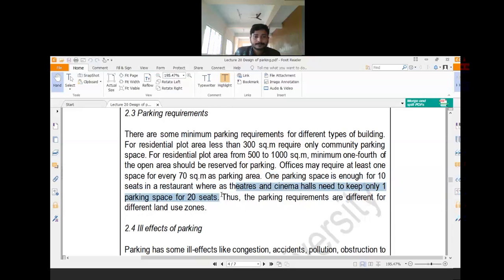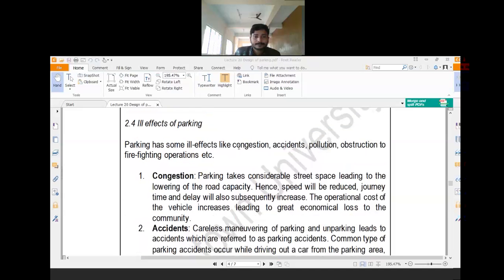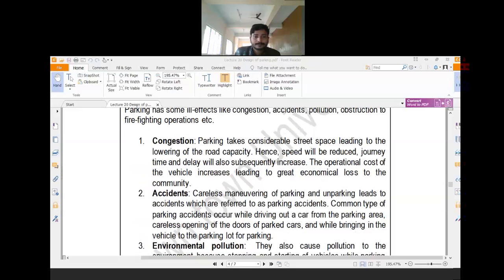Whereas for theaters and cinema halls, you need to keep only one parking space for 20 seats. So if there are 100 seats, you need to provide at least 5 parking spots. Okay, so these are the parking requirements of an area.